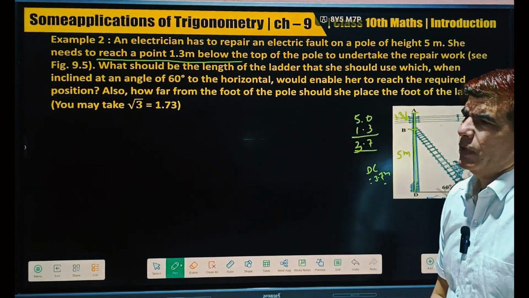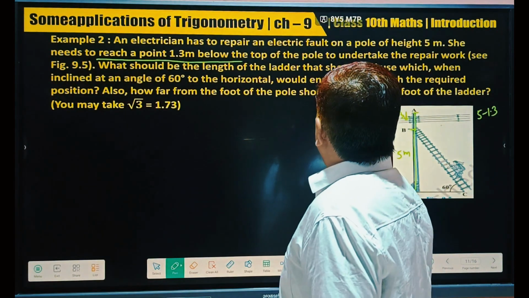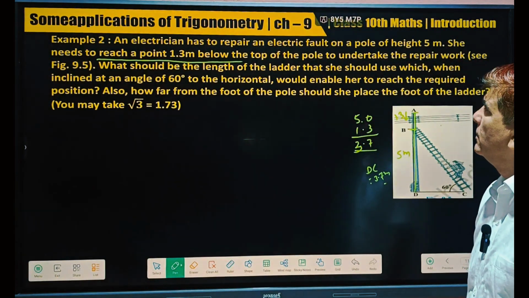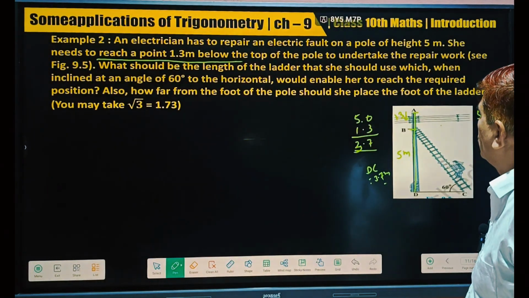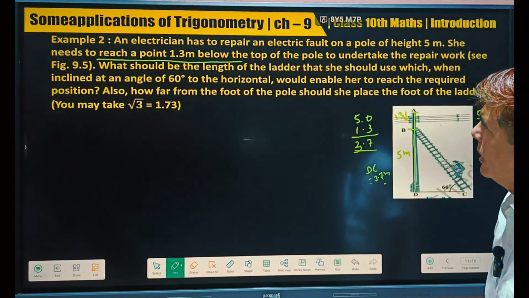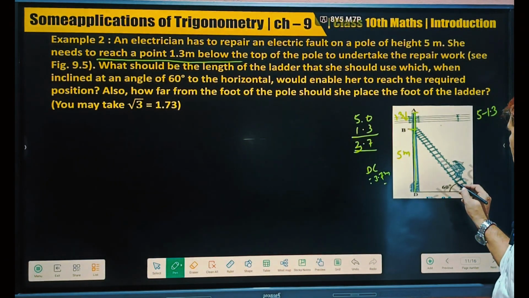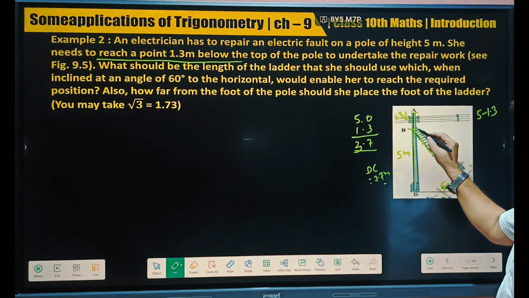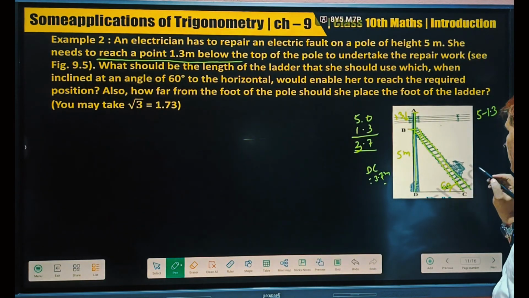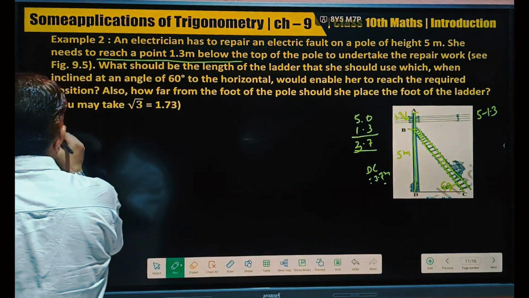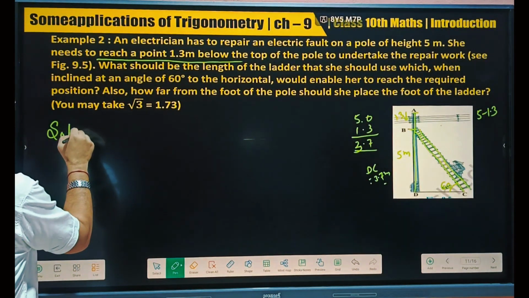Understood? This is the height of the top of the pole for the repair work. What should be the length of the ladder that she should use, which makes an inclination angle of 60 degree with the horizontal? So this is the angle of 60 degree, and we have to find out the length of this ladder. Understood? So how can you start? Look here, solution.